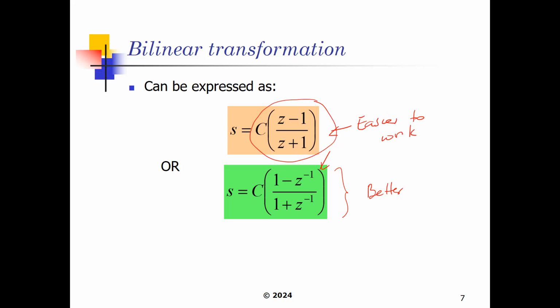All right. So remember this. This is one of the things you have to remember. S is C, Z minus 1 over Z plus 1. We still have to figure out what C is. All right. And what we want is that, as I said, H(Z), which is our digital filter, is supposed to behave in frequency. Remember, this is a frequency transform here.